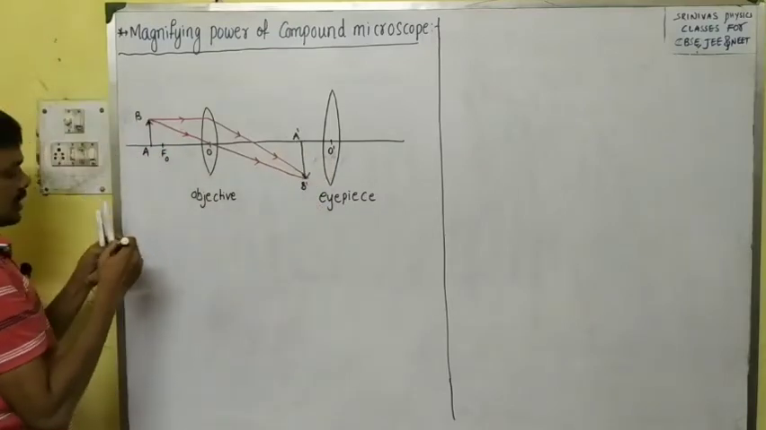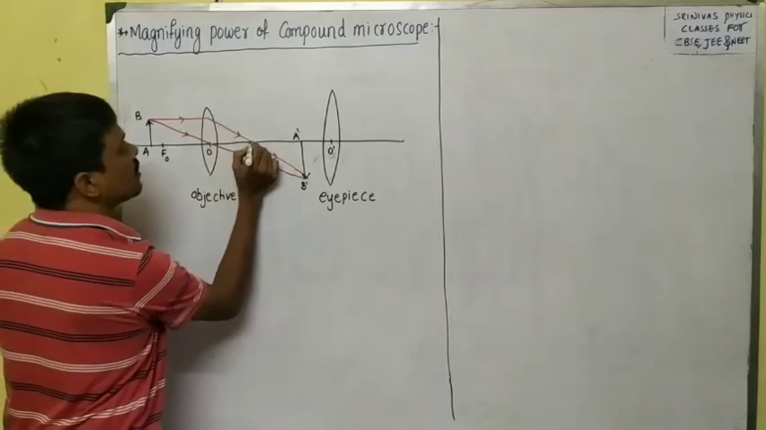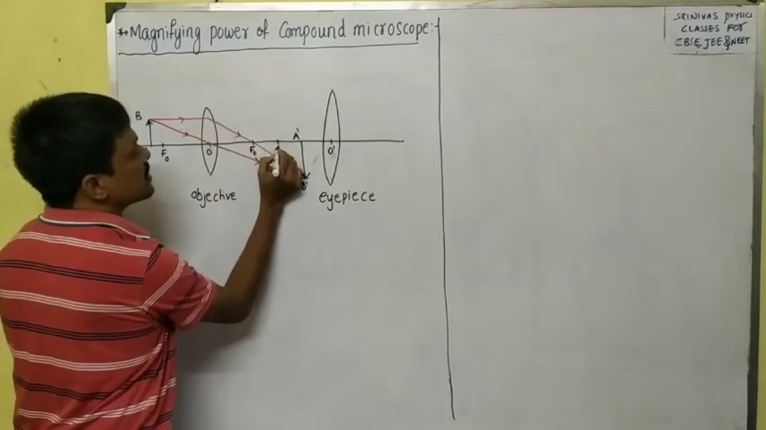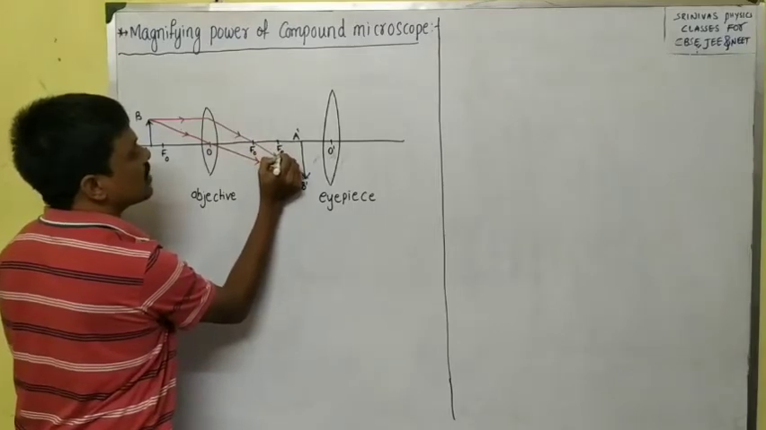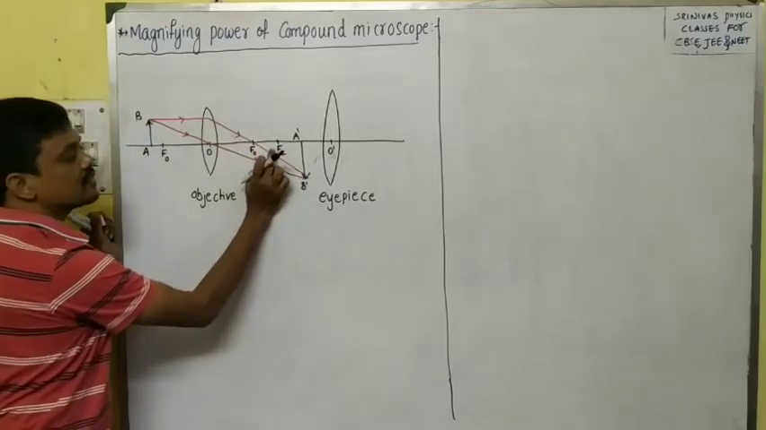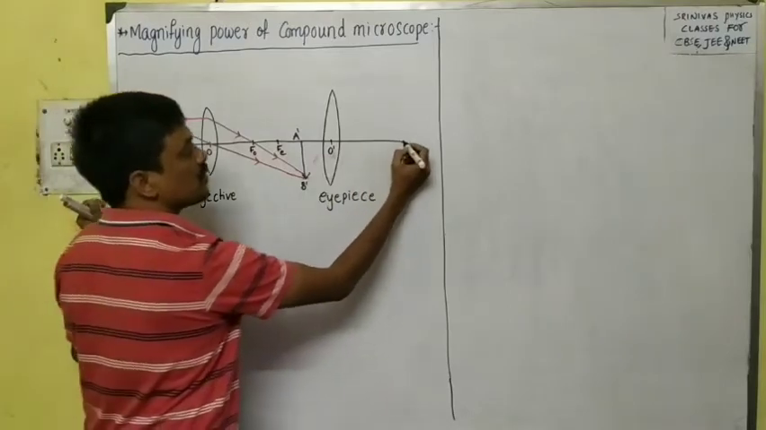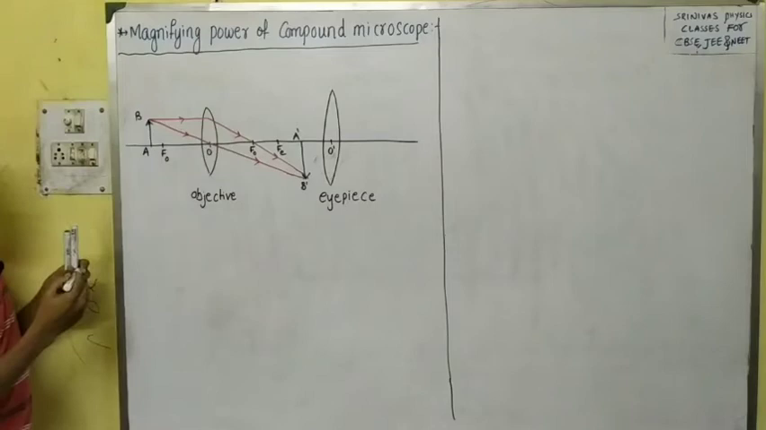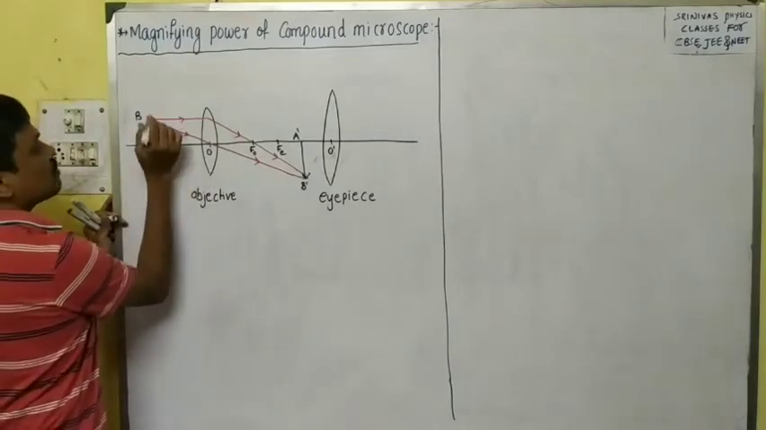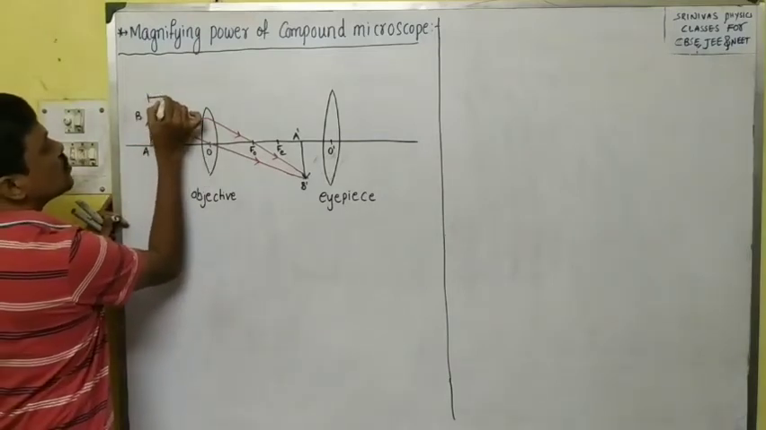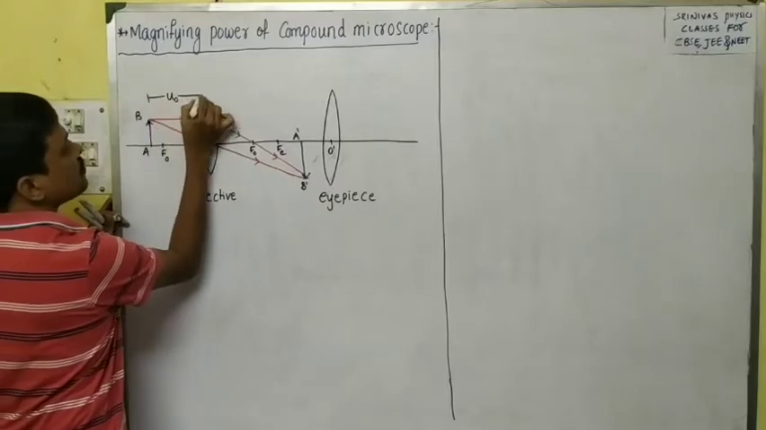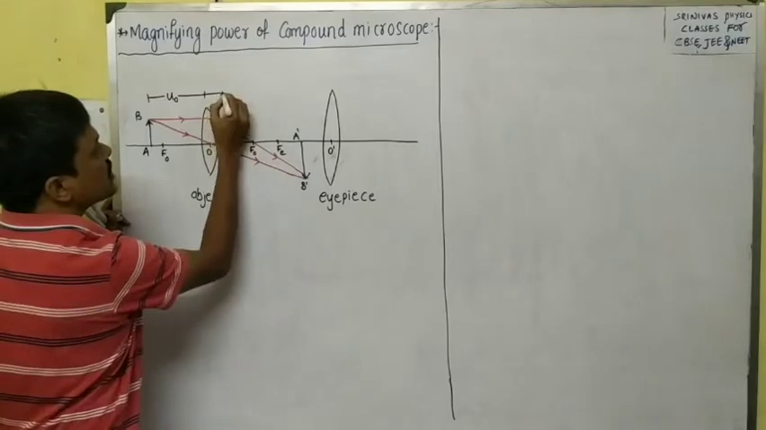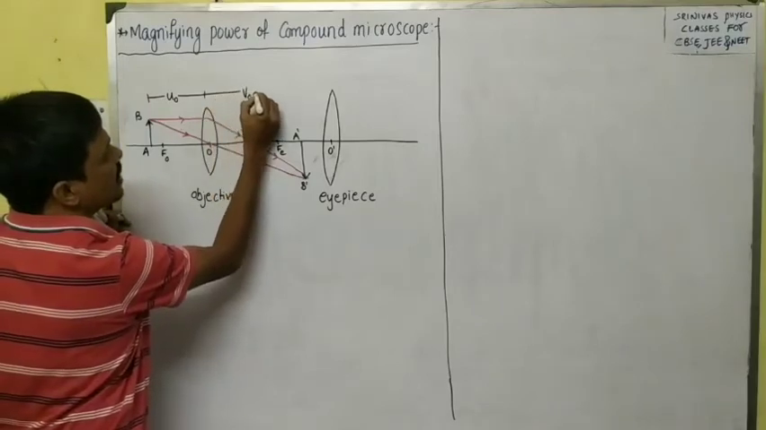And this point is the principal focus of the objective. For example, the principal focus of the eyepiece is here, F suffix E. The eyepiece principal focus on the right side will also be there. And the object distance for the objective we can consider as U naught, and the image distance for the objective is V naught.